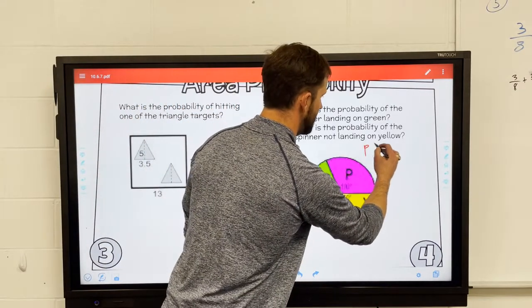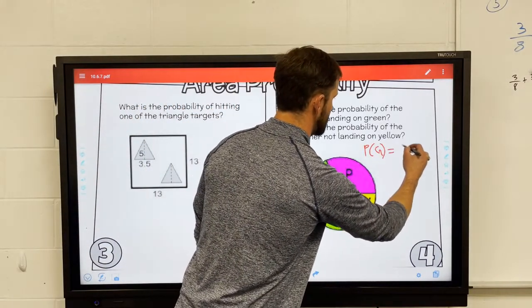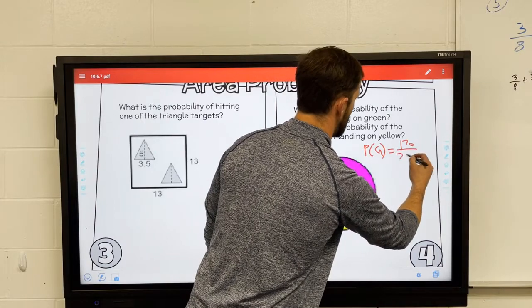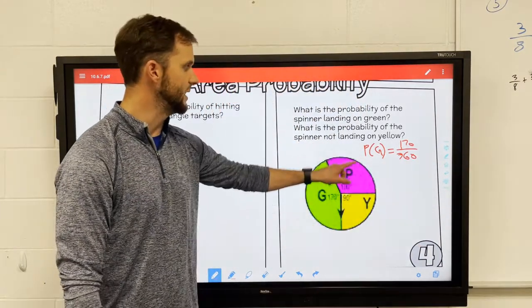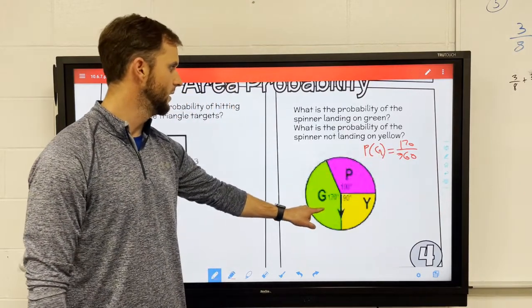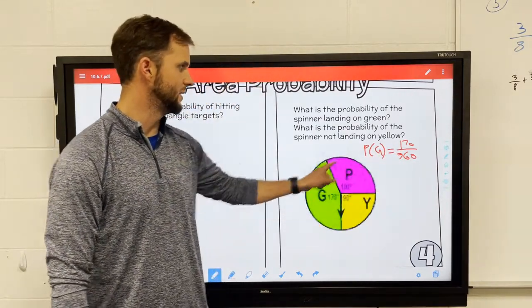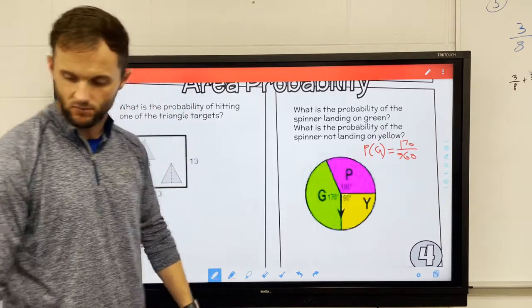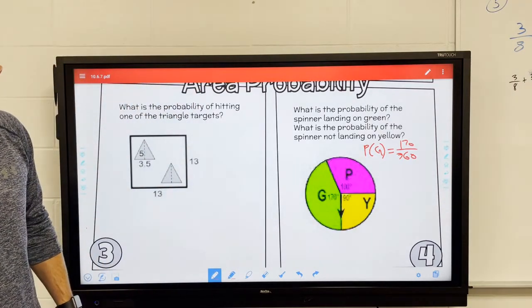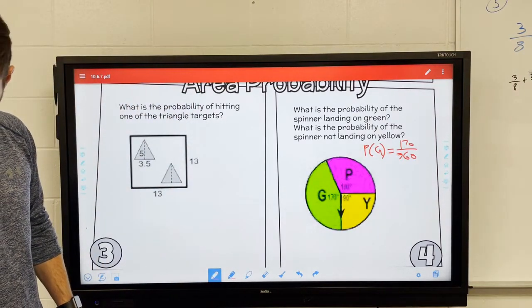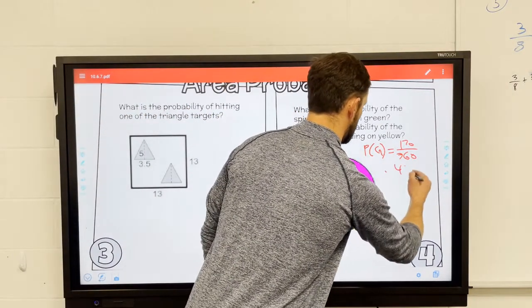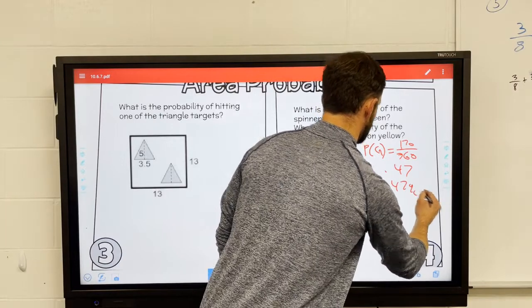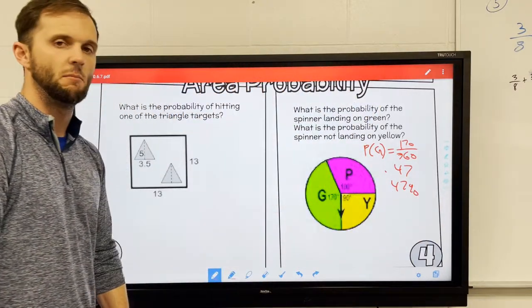So the probability of hitting green equals 170 over the total, which is 360, since the total circle is 360. I want green, and the total is 360. When I divide that out, that gives me my percent. So 170 divided by 360 as a decimal is 0.47, which is about a 47% chance, a lot bigger there.